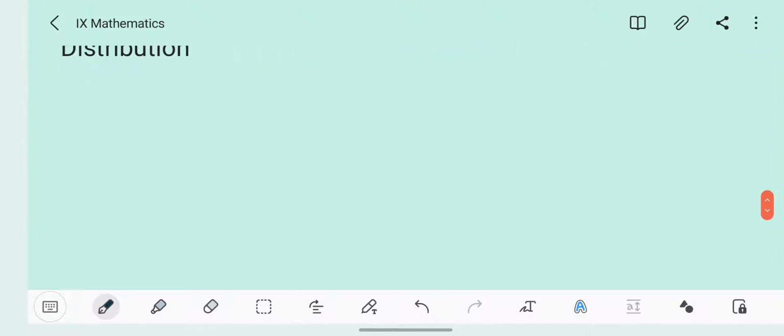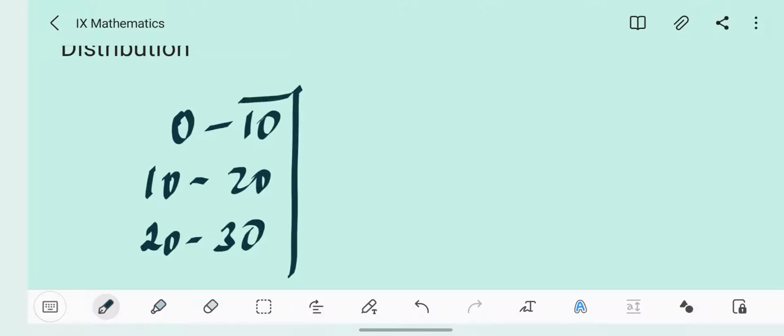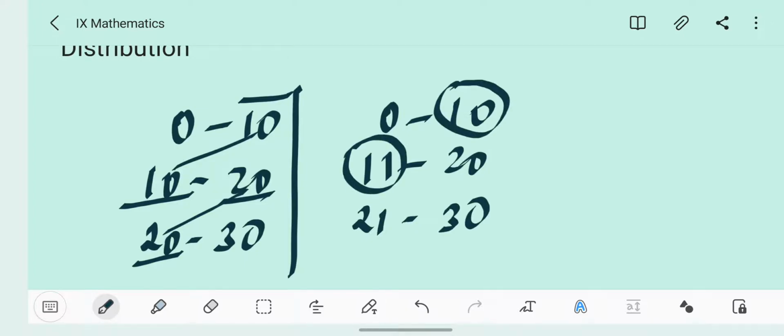I'll write the examples one by one here. 0 to 10, 10 to 20, 20 to 30. This is exclusive. The upper limit and the lower limit of the next class are the same here. Whereas for inclusive, 0 to 10, 11 to 20, 21 to 30, the upper limit here and the lower limit of the next class are not the same. So this becomes inclusive data and this one is exclusive data.